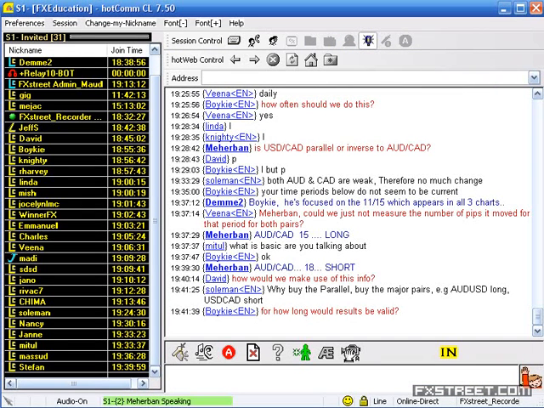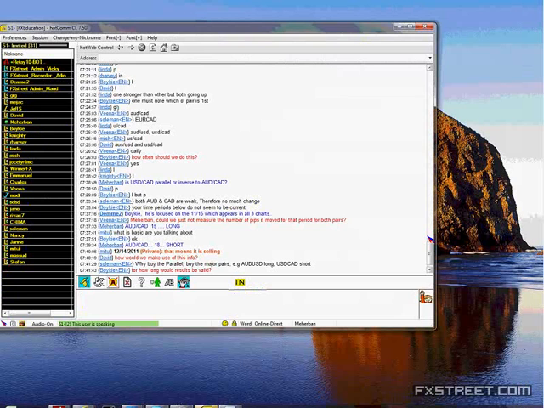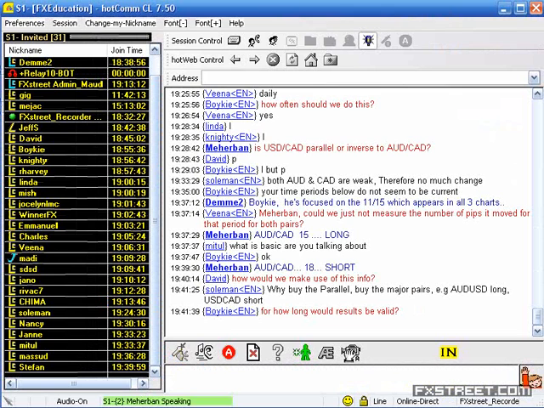Okay, I'll start with Solman: both Aussie and CAD are weak, therefore not much change. I'm guessing I answered that question. If I didn't, Solman, then ask me again, please. Your time periods below do not seem to be current. They are current. Okay. He's focused on the 11/15s of years in all three charts.